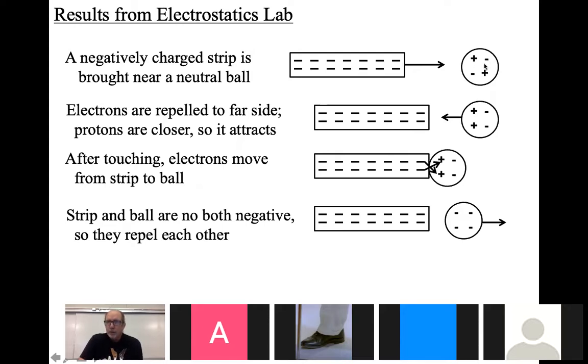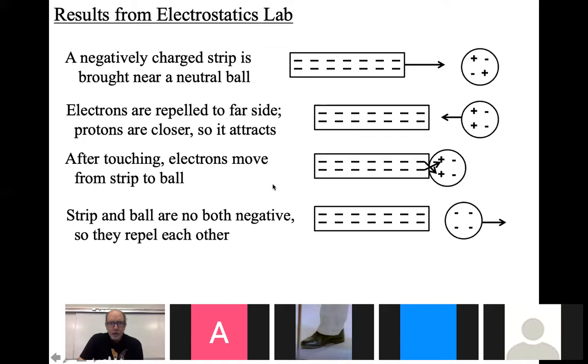In this case, if this were a positively charged rod now, let's pretend that. As I brought it near, I could say that the protons were repelled to the far side, but that would be wrong because the protons are locked in the nucleus. Instead, electrons are attracted to the near side. The positively charged rod would attract the electrons more strongly than it would repel the protons. And so once again, we get a net attraction until they touch. And in this case, electrons would move from the ball to the positively charged rod. Since electrons left the ball, it becomes net positive, and so again, repulsion occurs.